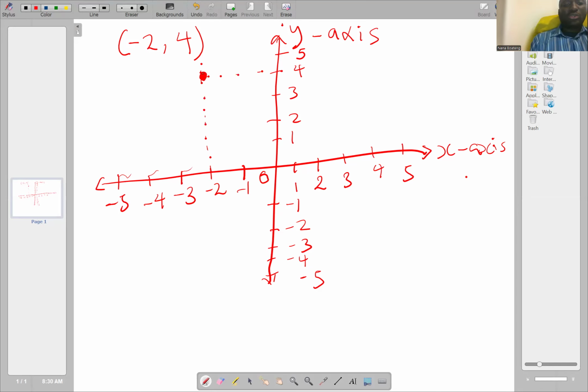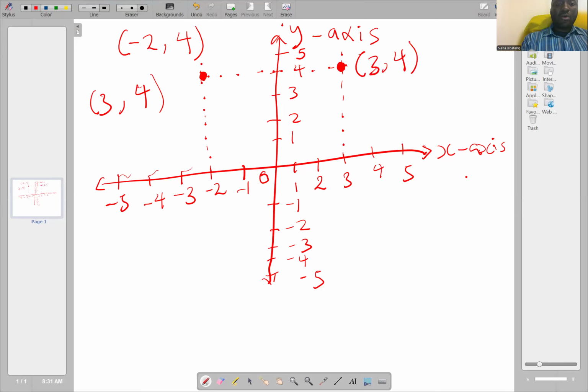We can plot other points too. Let's say we want to plot the point (3, 4). That means the x coordinate is 3 and the y coordinate is 4. You can see that the point of intersection of 3 and 4 is here. So this is how we plot (3, 4), and this point here is (-2, 4).